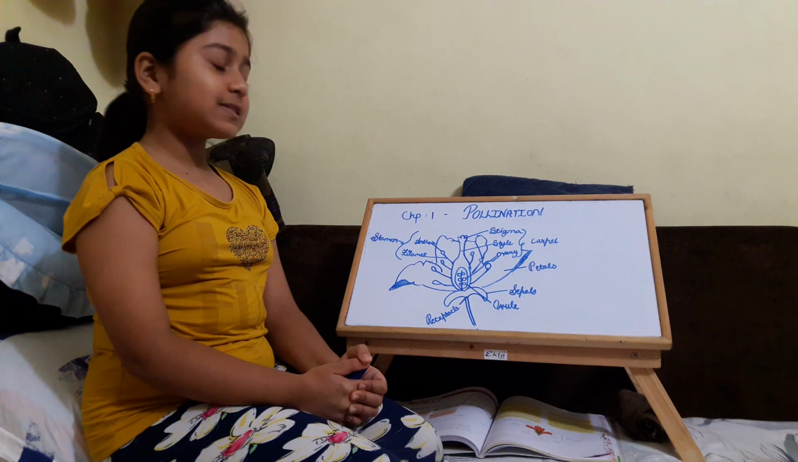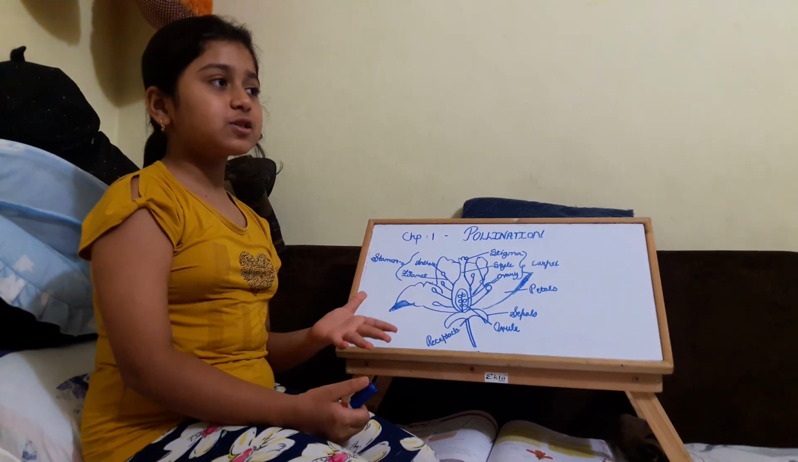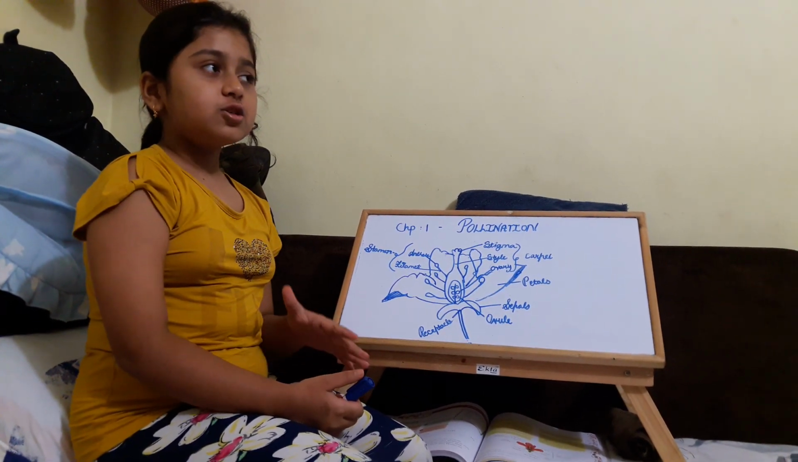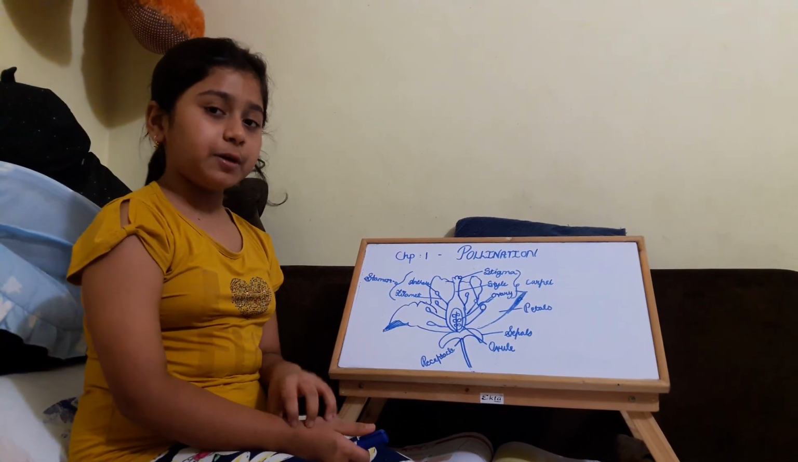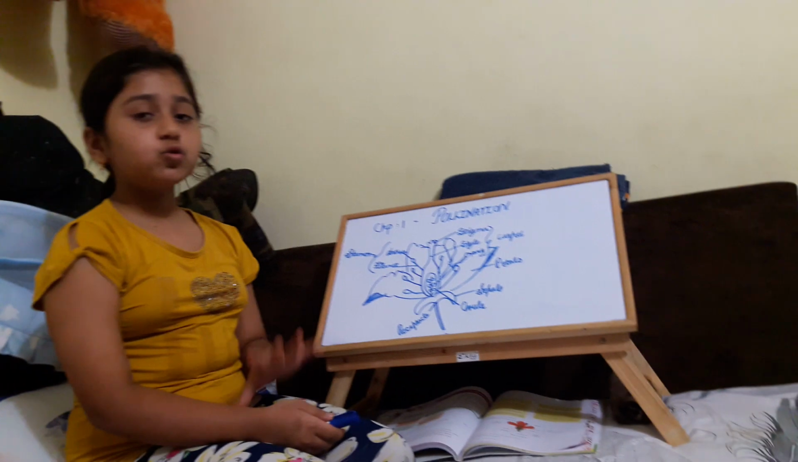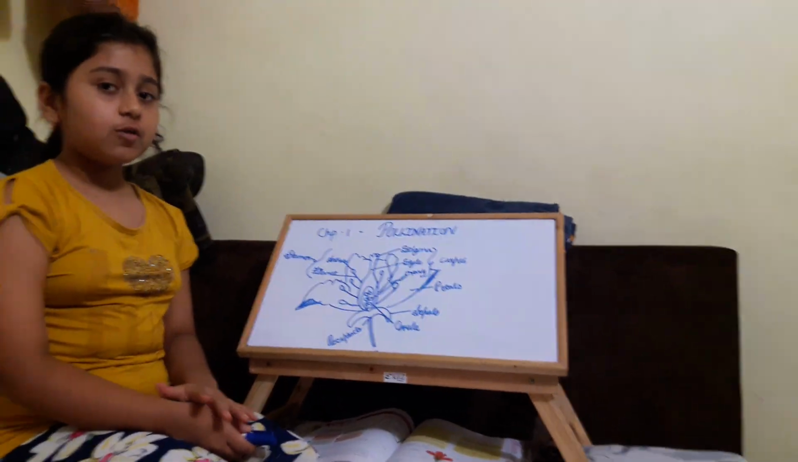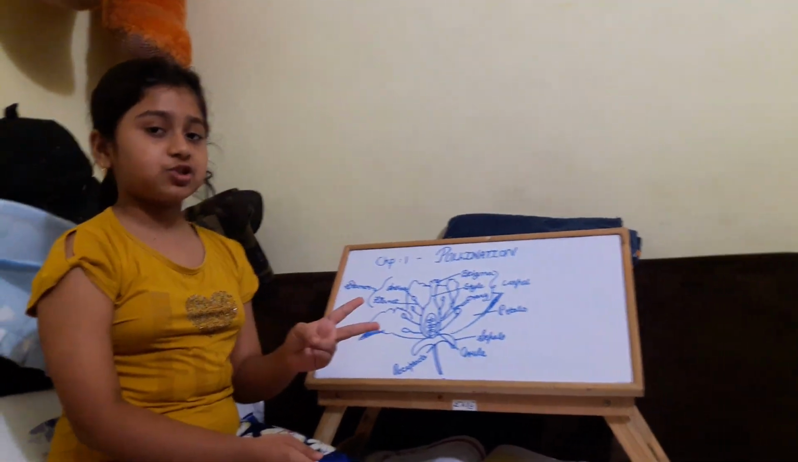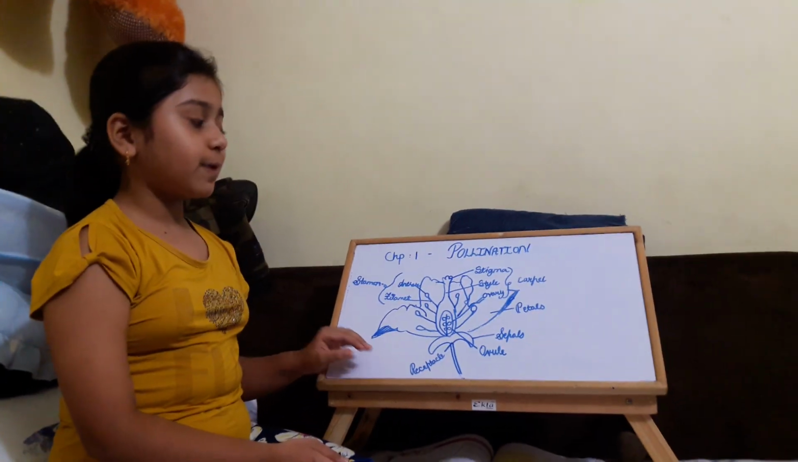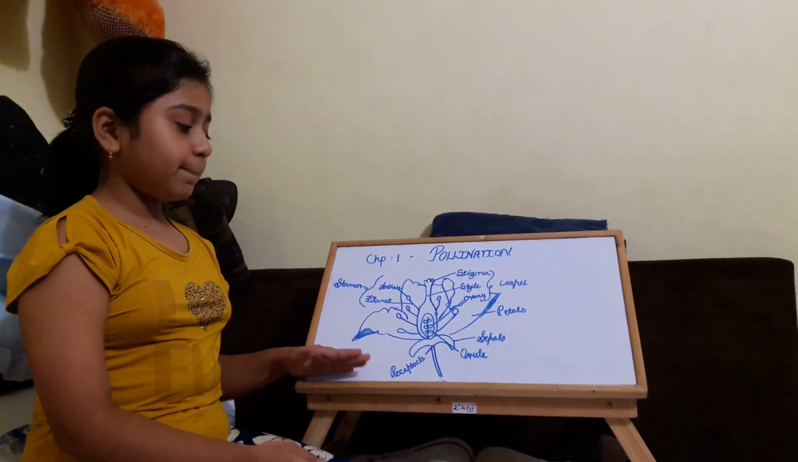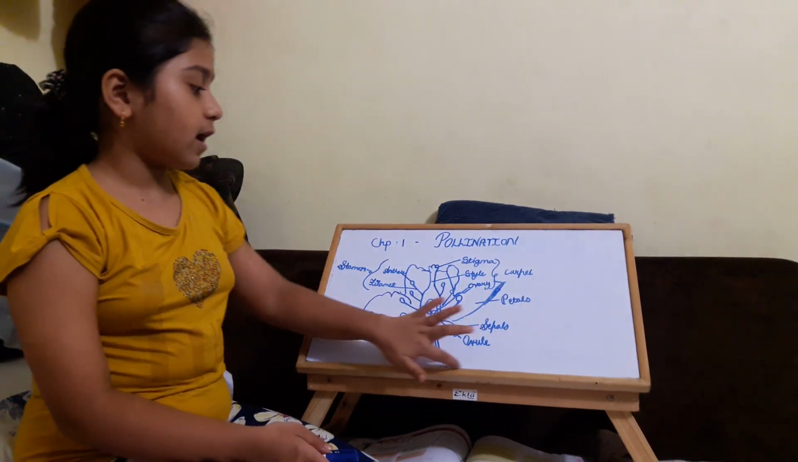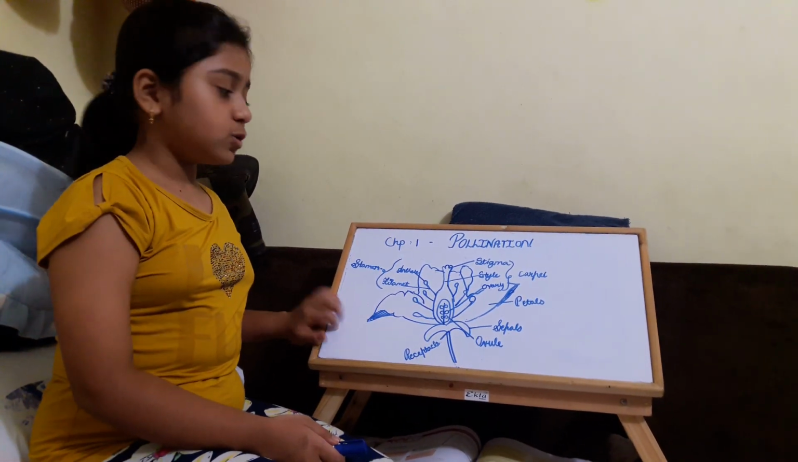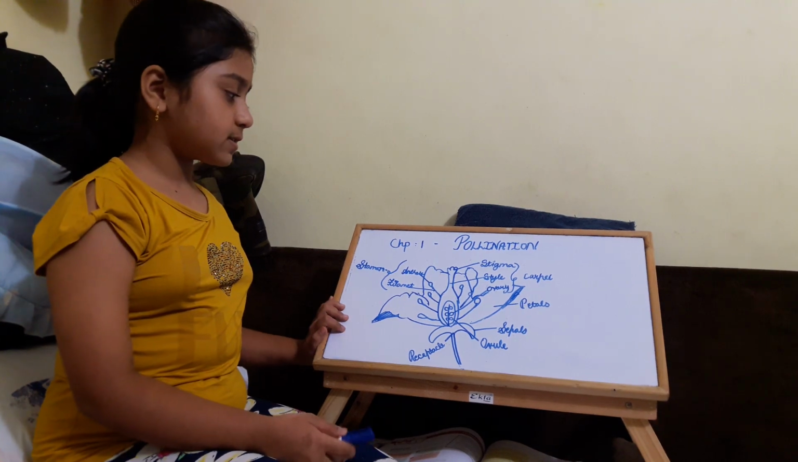So before we start, I want to ask you, what is pollination? Pollination is nothing but the process in which plants reproduce. There are two types of reproduction, which are sexual and asexual. Today we are going to study the sexual reproduction in plants. These are all the parts of the flower which do the reproduction in plants.